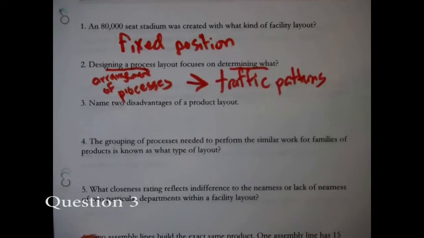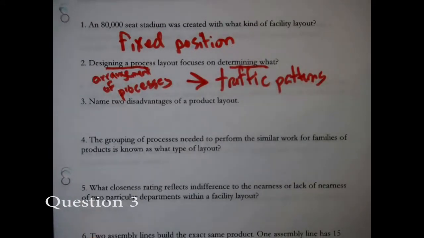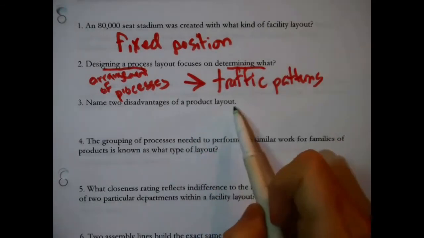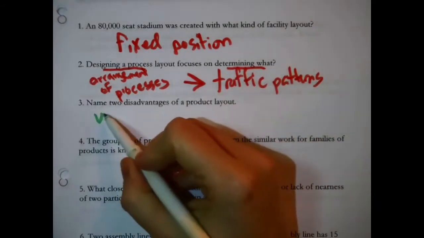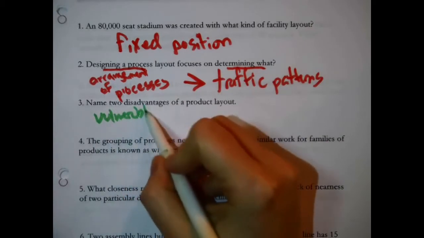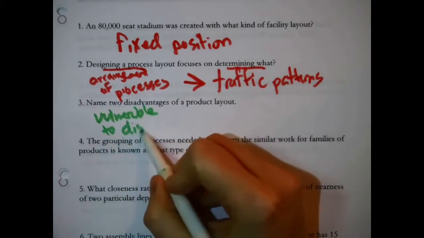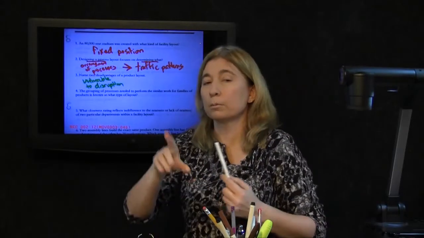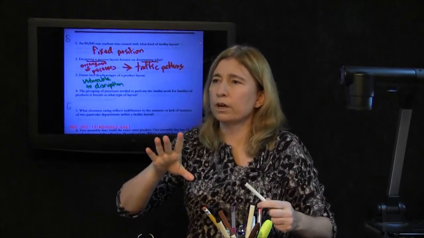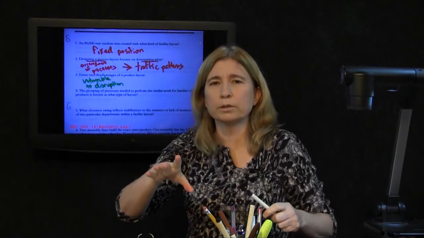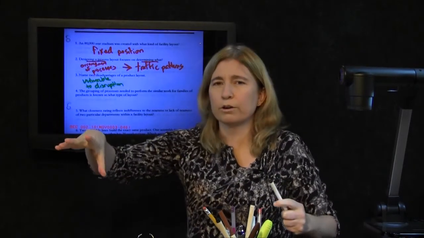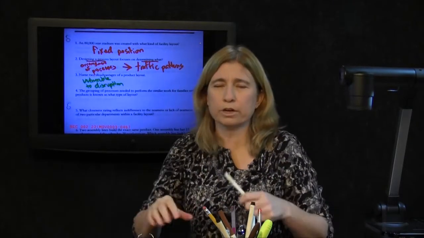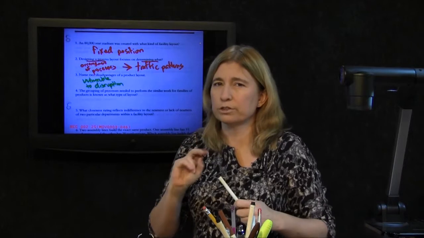Name 2 disadvantages of a product layout. Now, there are numerous disadvantages, but let's see 2 that come to mind. A product layout is relatively vulnerable to disruption. You say, wow, defend that statement. Now remember, product layout is another name for, or it's easy to picture, an assembly line. If you have one unchanging pattern of flow, that is a lot easier to essentially interrupt than other types of layouts.